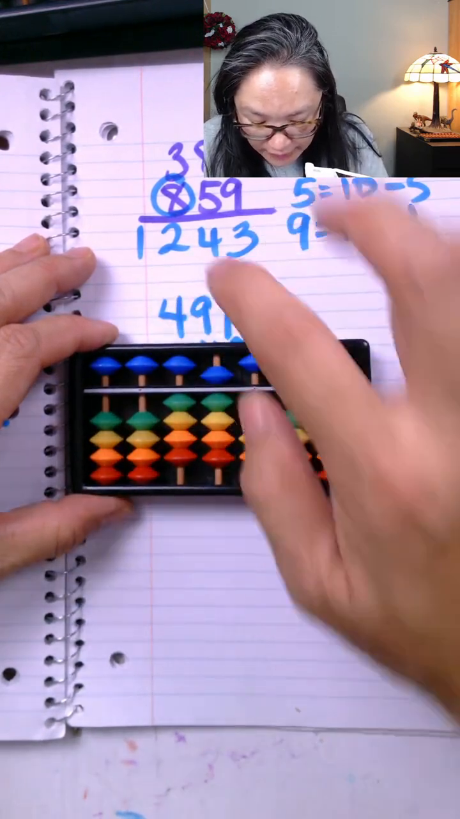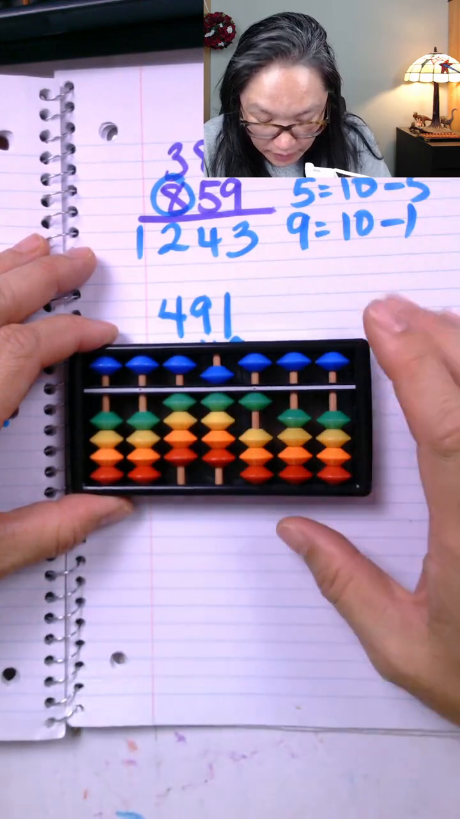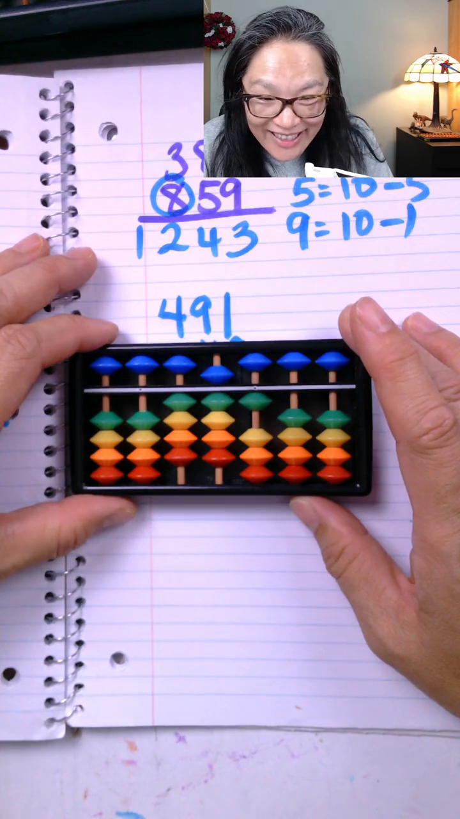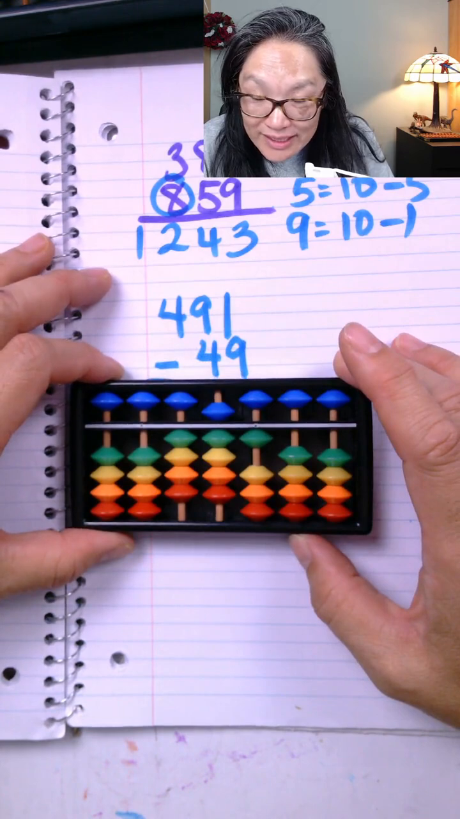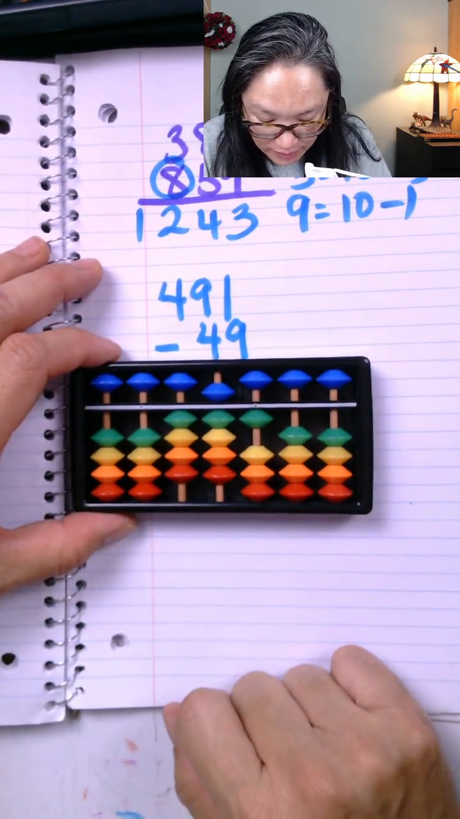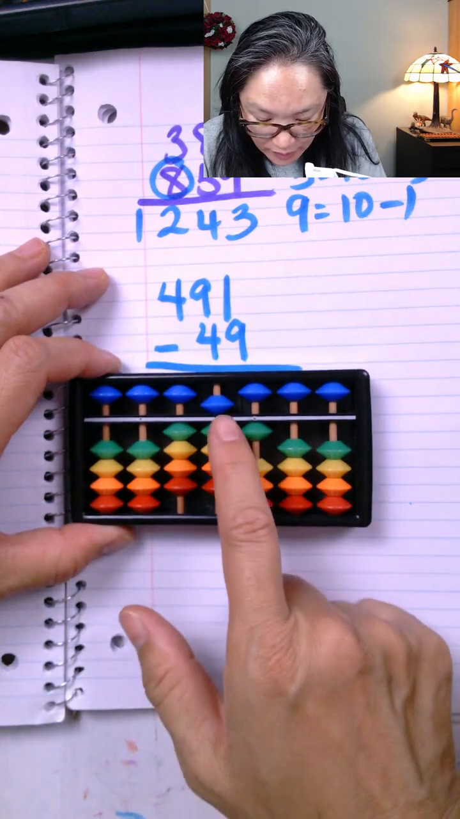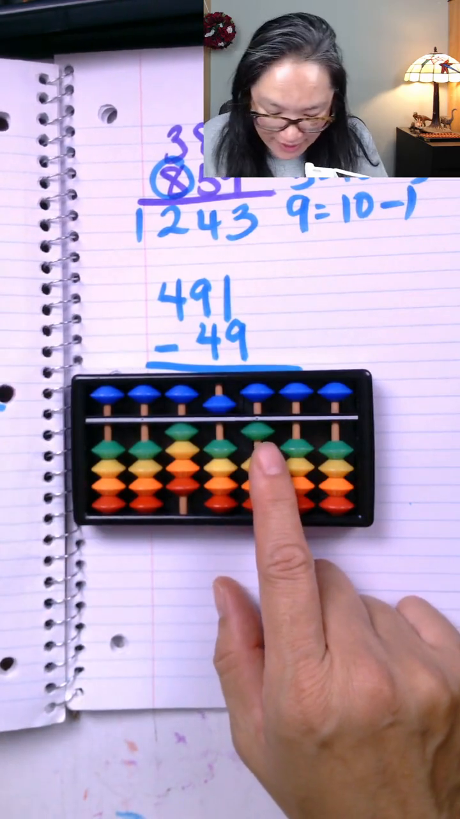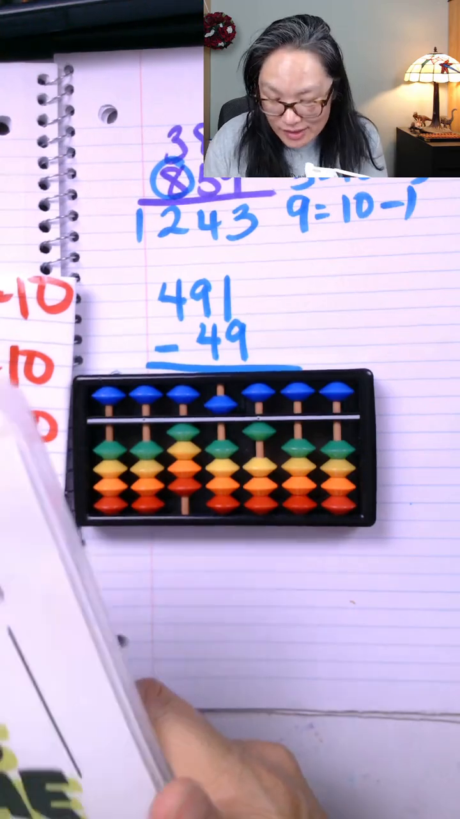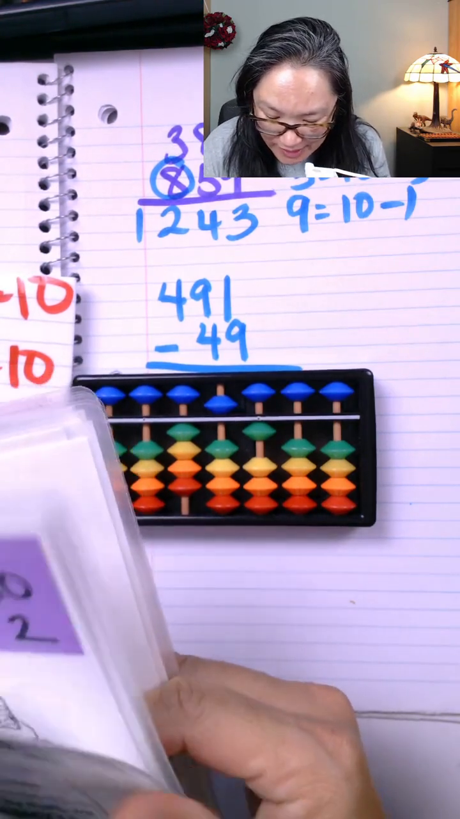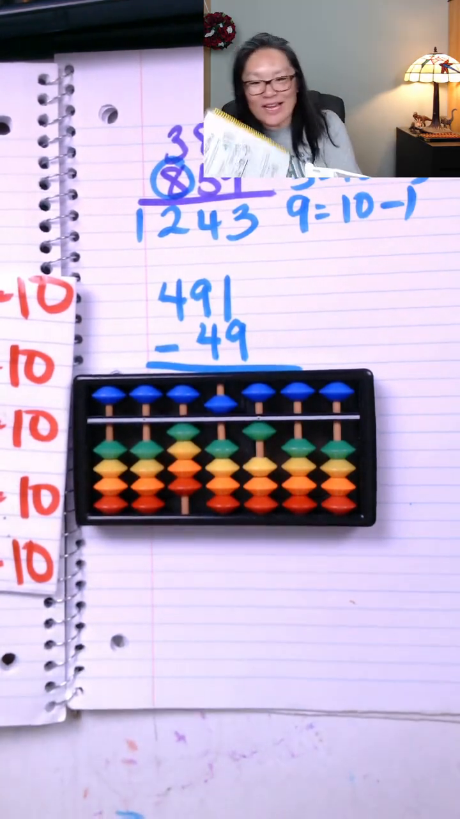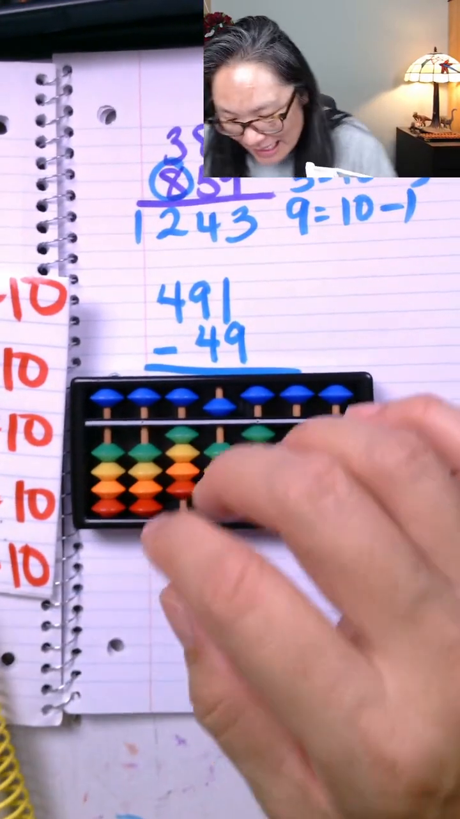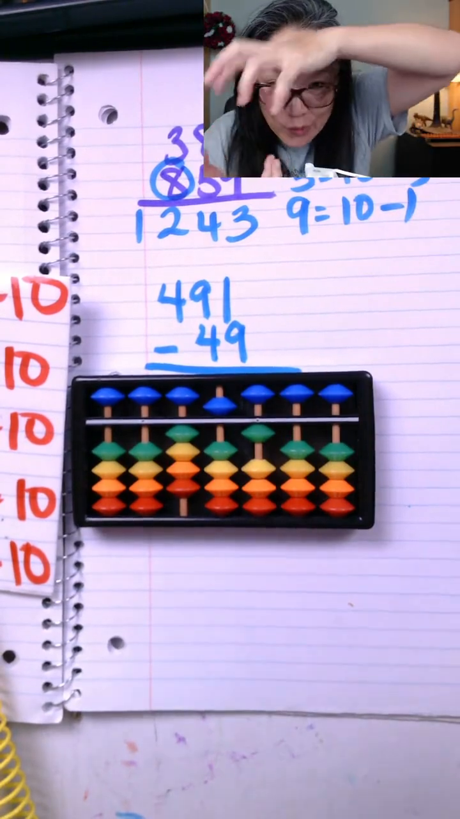So we have 491. Now what are we doing? We're going to take away the 4. Can we take away the 4? Yes, we can take away the 4, right? We're going to take away the 9. How do we take away the 9? This is where it's going to get cool. Why? Because now we're going to Tetris our way through.